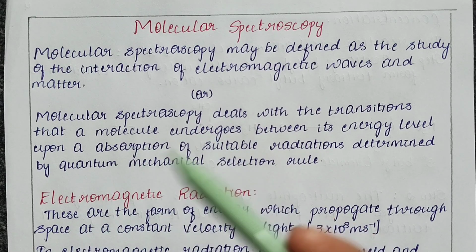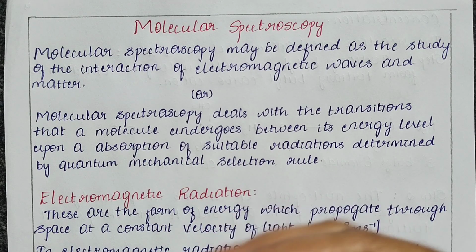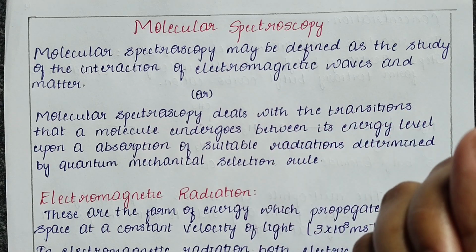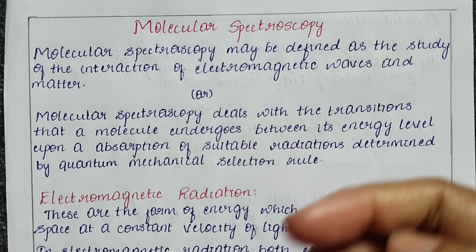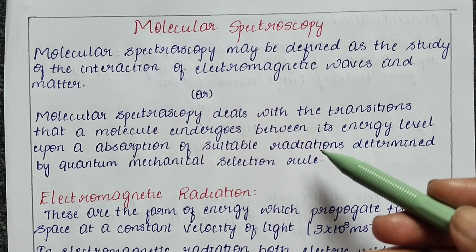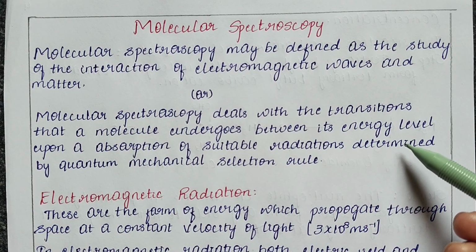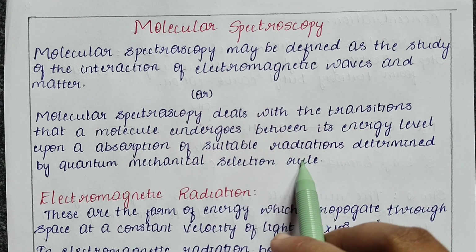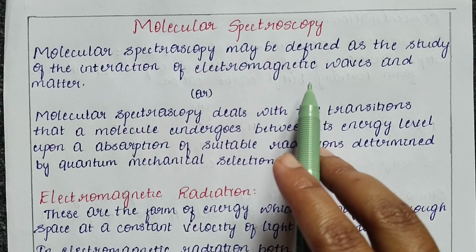We know that usually the electrons in an atom or molecule will excite from their ground state to an excited state when they absorb radiation equal to their frequency, which is called the threshold frequency. So once such a transition is seen between the energy levels, it is determined by the quantum mechanical selection rule. This is what molecular spectroscopy means.